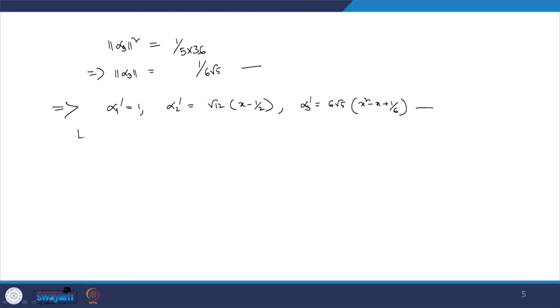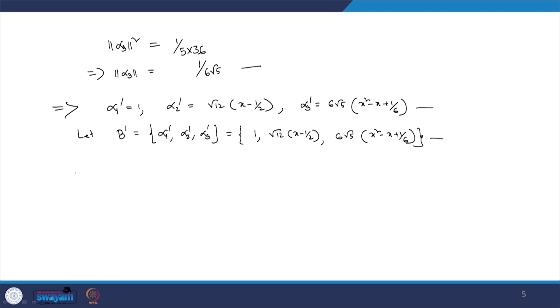And once they are orthogonal, you also can calculate the norm of this alpha 1, alpha 2, alpha 3, and if you divide by the corresponding norms, I will have alpha 1 prime, alpha 2 prime, alpha 3 prime. So, I have now B prime, which I am denoting as the set of all the orthonormal basis, that is alpha 1 prime, alpha 2 prime and alpha 3 prime, which is equal to say 1 and root 12 into x minus 1 by 2 and then 6 root over 5 into x square minus x plus 1 by 6. Okay.